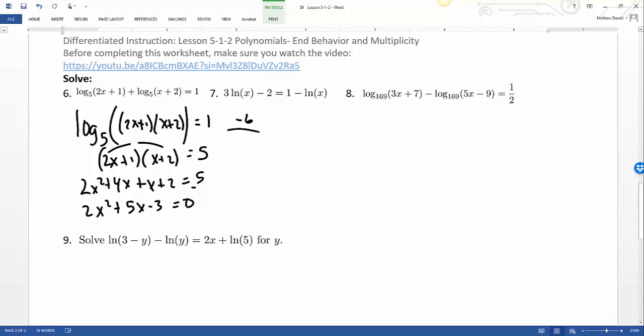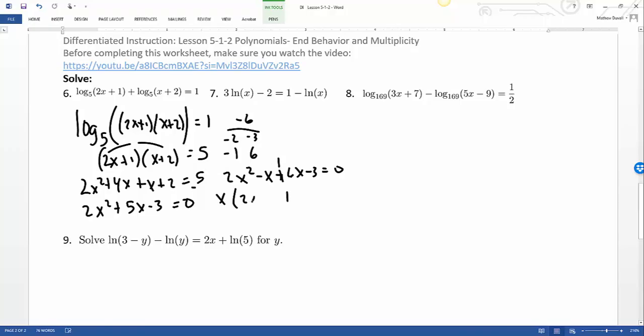Factors of -6 that are going to add to 5. So that's going to be, well, we have -2 and -3. That's not negative, right? So it's going to have to be +6 and -1. So then 2x squared minus x plus 6x minus 3 equals 0.